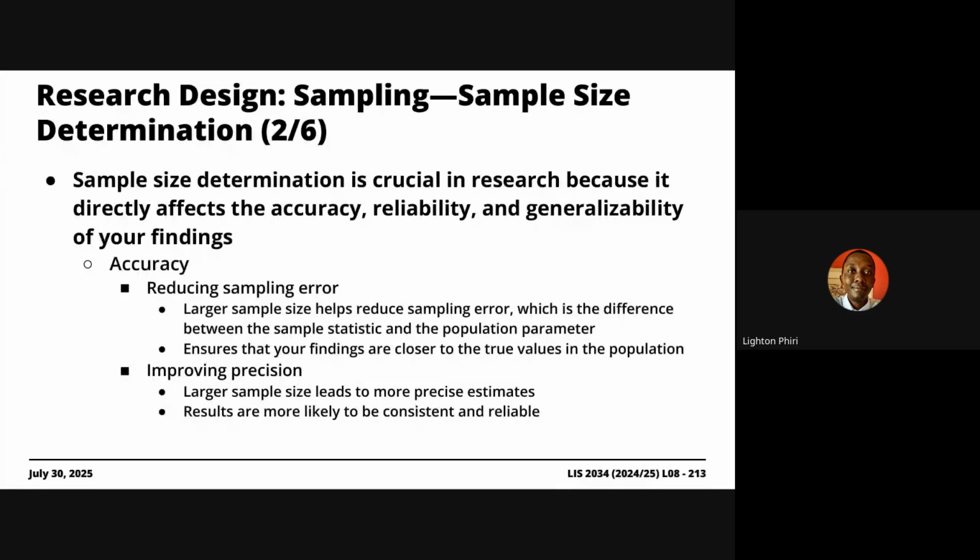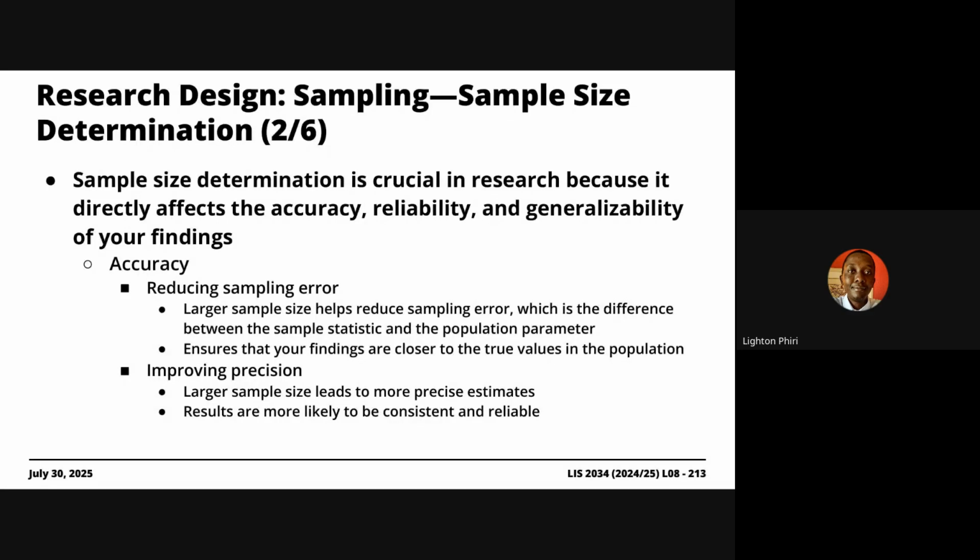So in terms of the accuracy here, your sample size is going to have implications on the degree to which you can reduce the sampling errors, right? Remember sampling errors? We see here that larger sample sizes will help reduce sampling errors. And what you're doing by reducing sampling errors is ensuring that your findings are closer to the true values of the population.